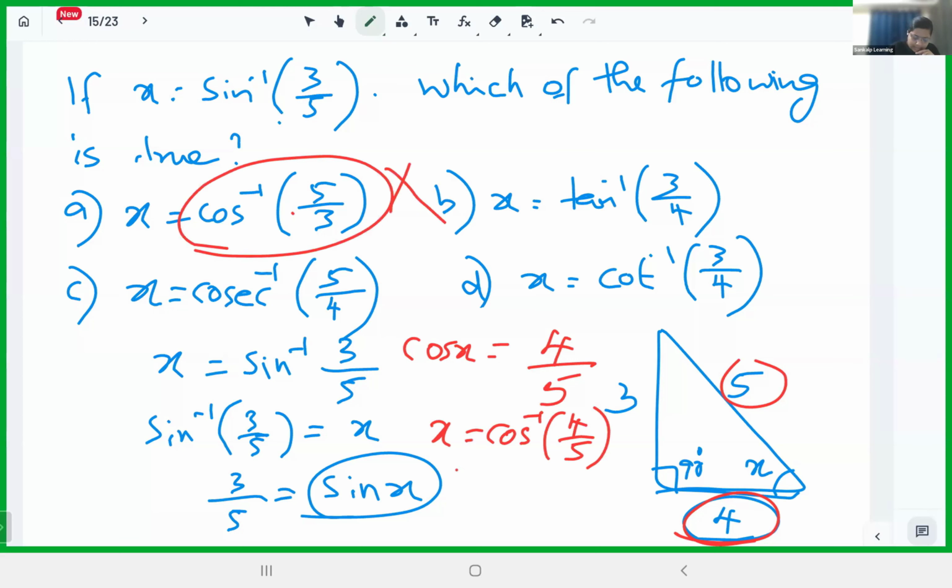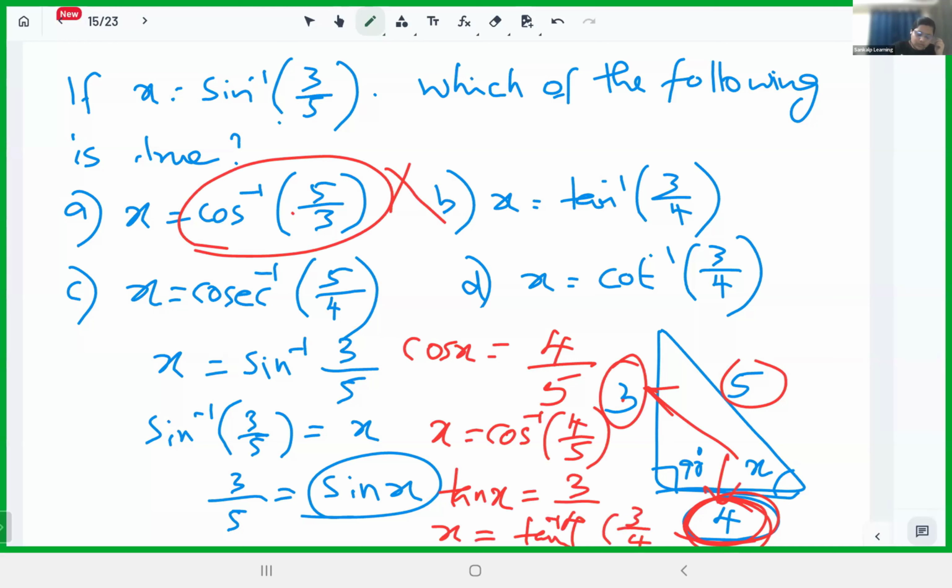Now what about tan x? Tan x is opposite by adjacent. Opposite of angle x is 3 and adjacent is 4. So tan x is 3 by 4. So what is the value of x from here? X is equal to tan inverse of 3 by 4. So option B is correct.